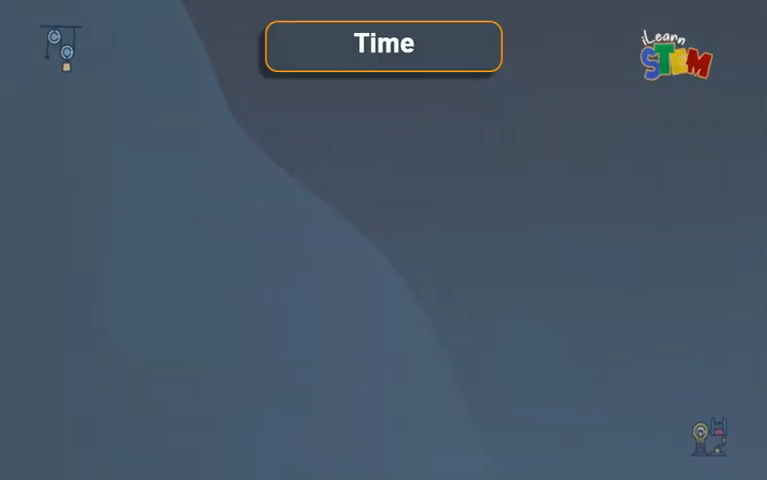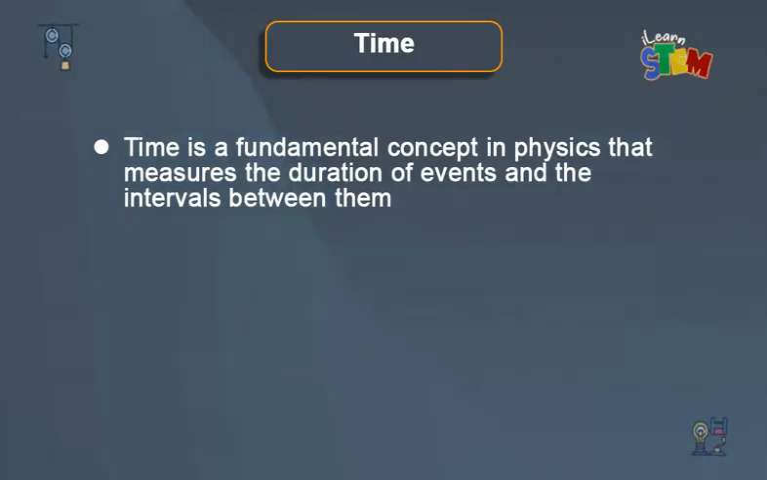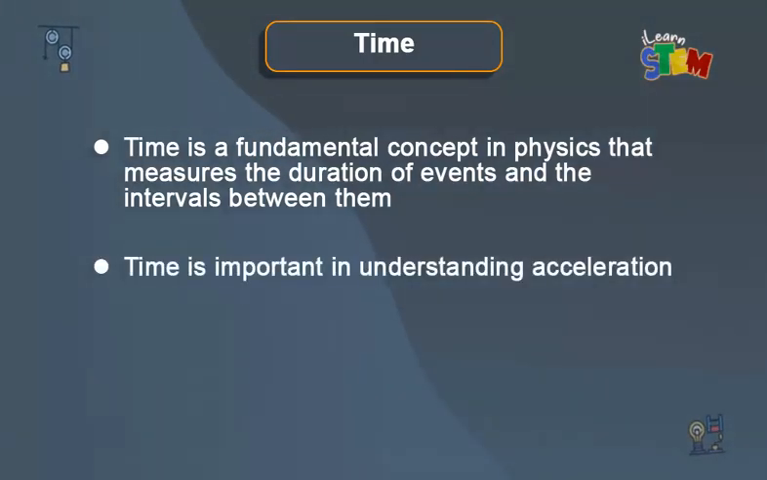The concept of time in physics is fundamental to understanding motion, change, and the behavior of physical systems. Time is a fundamental concept in physics that measures the duration of events and the intervals between them. It allows us to sequence events, compare durations, and quantify the intervals over which processes occur. Time is important in understanding acceleration, which measures how quickly an object's velocity changes over time.